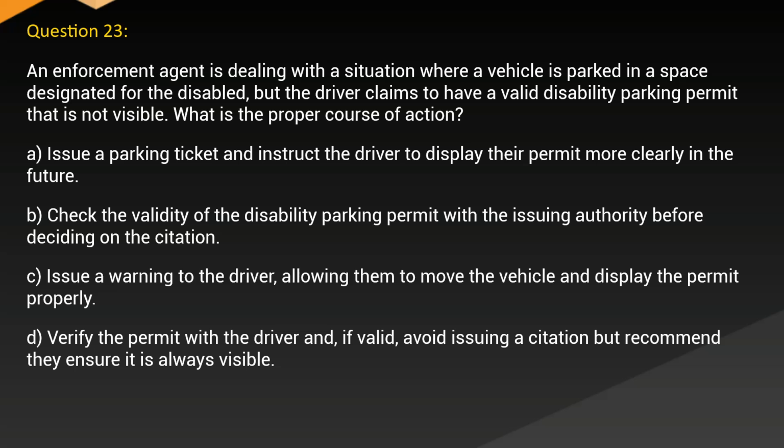A. Issue a parking ticket and instruct the driver to display their permit more clearly in the future. B. Check the validity of the disability parking permit with the issuing authority before deciding on the citation. C. Issue a warning to the driver, allowing them to move the vehicle and display the permit properly. D. Verify the permit with the driver and, if valid, avoid issuing a citation but recommend they ensure it is always visible.